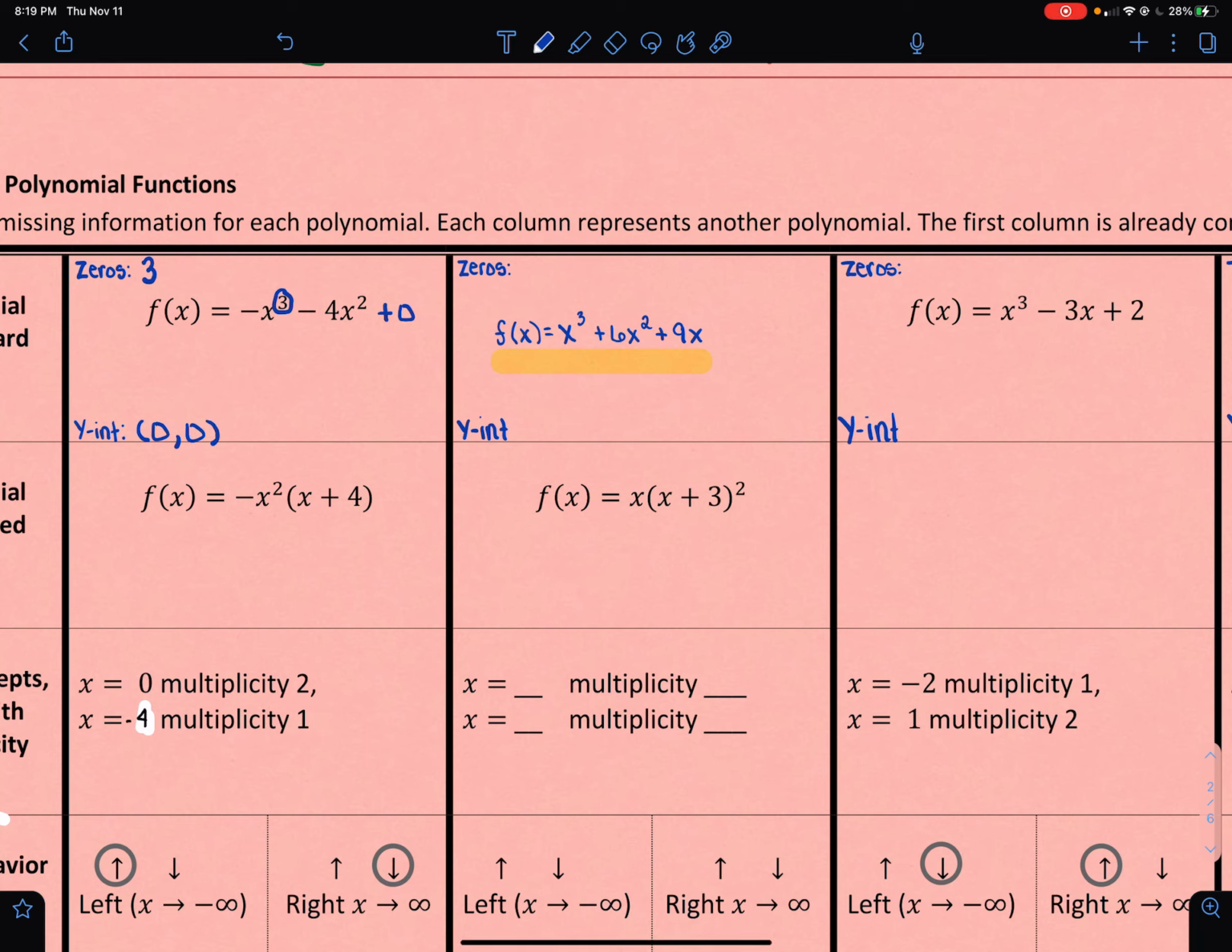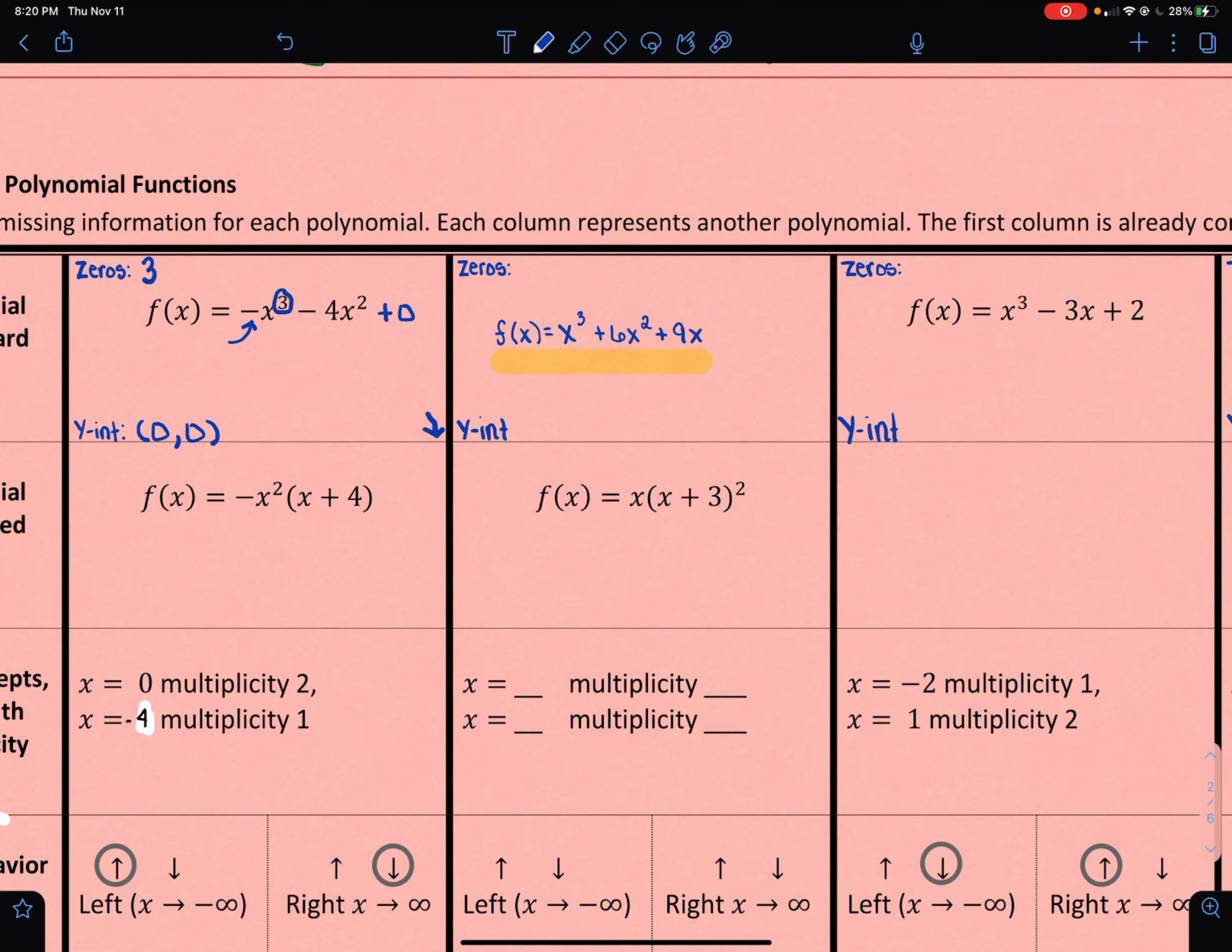Then I also want to know if this graph is going to end up pointing up or down on the right side. And that all depends on the a value. Okay? If the a value is negative, then the right side is going to point down. If the a value is positive, then the right side is going to point up. In this case, the a value is negative, so the right side is going to point down. Okay, so those 3 pieces we're going to do for each of these equations on the first 2 pages.